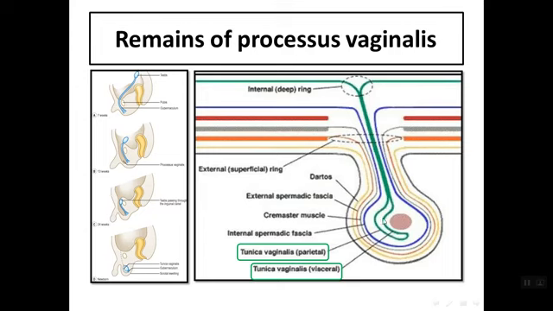These are the layers, originally from the peritoneum. They form what we call the tunica vaginalis. It has a parietal layer that is in direct contact with the skin of the scrotum, and a visceral layer that covers the testis directly. This is the remains of the processus vaginalis, which is normally closed from the original peritoneal cavity.